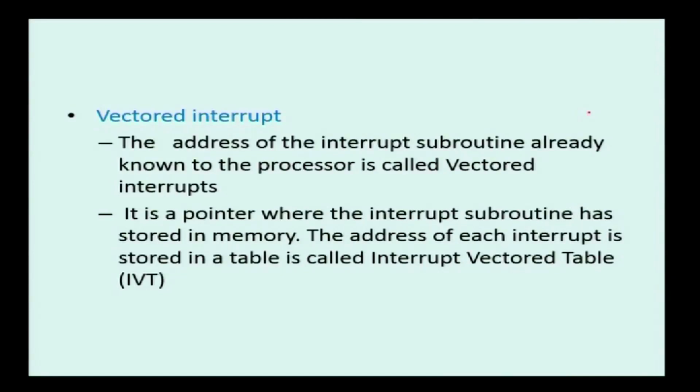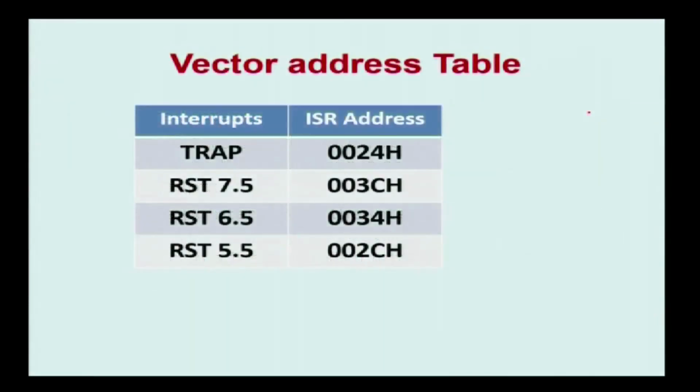In a vector interrupt, the address of the interrupt subroutine is already known to the processor. It is a pointer to where the interrupt service routine is stored in the memory location. The address of each interrupt is stored in a table called the interrupt vector table. In 8085 we have 4 interrupts which are called vector interrupts, as tabulated. The TRAP, RST 7.5, 6.5 and 5.5 have specific addresses.